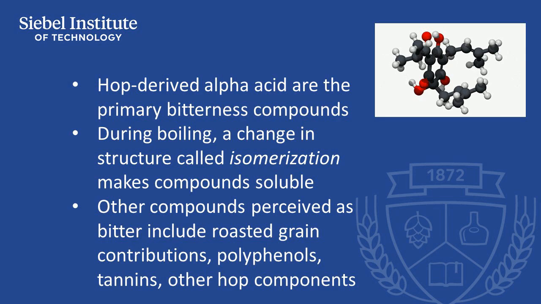There are also forms of perceived bitterness in beer that are contributed by dark roasted grains, polyphenols, tannins, and hop compounds other than isoalpha acids. These compounds and their individual types of bitterness combine to form the overall bitter profile of finished beer.